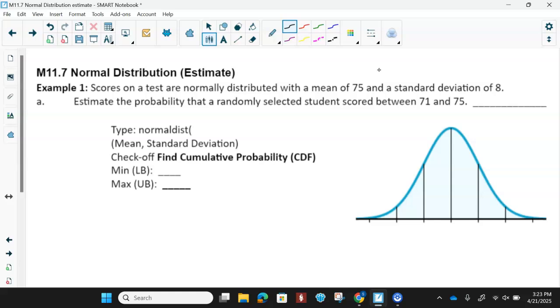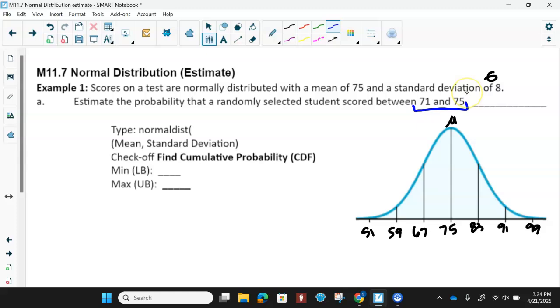For example, we're saying that the tests are normally distributed with a mean of 75. Remember our mean, our mu, always goes in the middle here, with a standard deviation of 8. So sigma here is 8, which means one standard deviation above is 83, then 91, and 99. Then below is 67, and then 59, and 51.